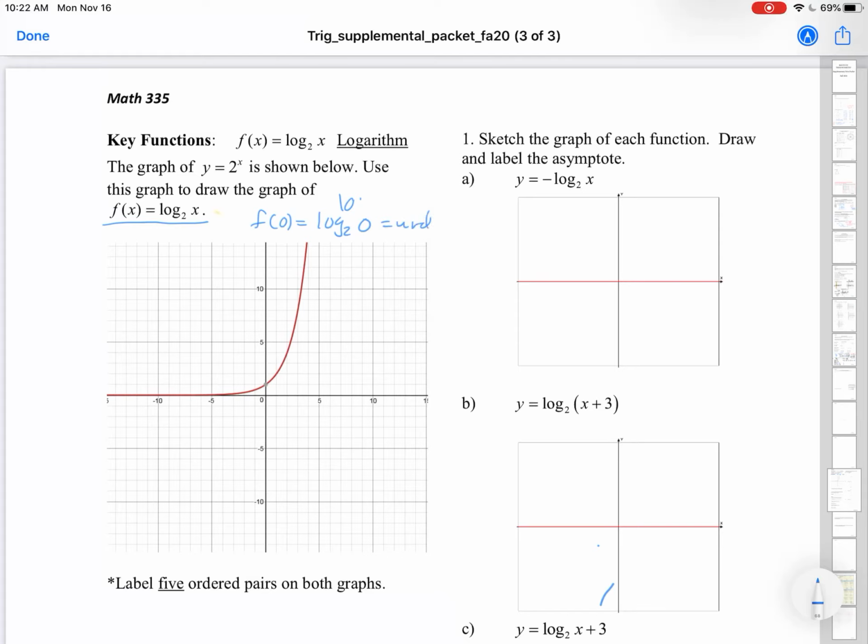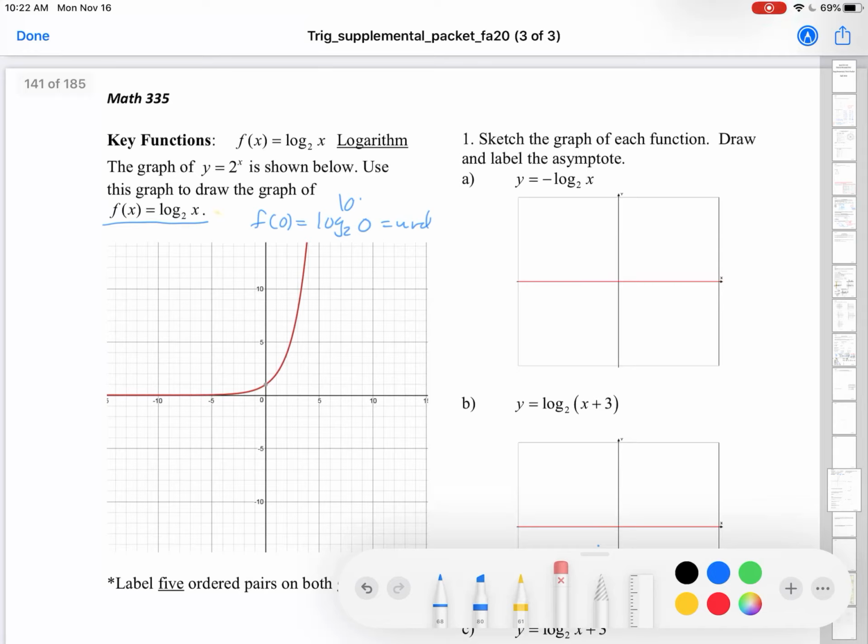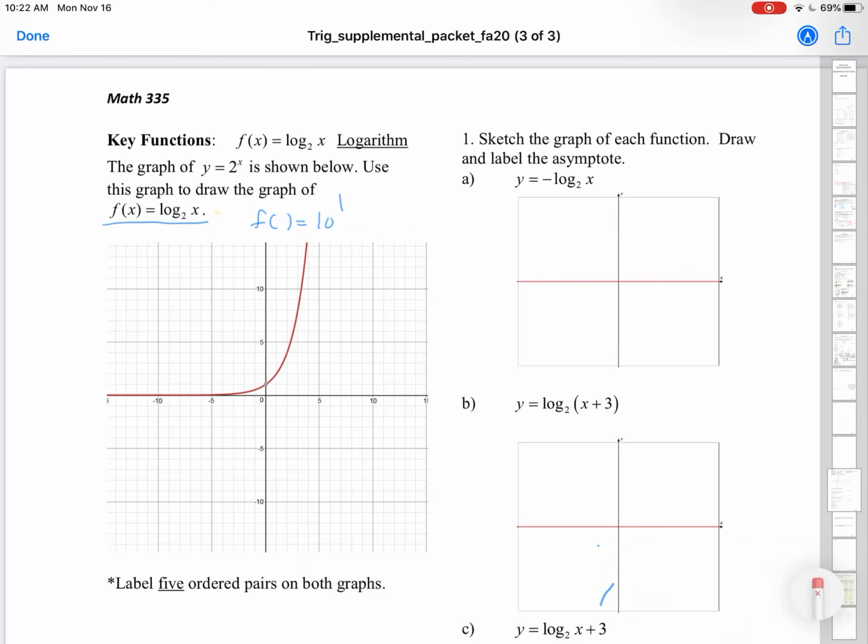Okay, and so we can't do 0, but what if we did f of 1? So log base 2 of 1. We'd be asking ourselves, what do we have to raise 2 to in order to get 1? And so as we plug in 1, we're going to get out 0. So we're going to cross right here, because the power that we have to raise 2 to in order to get 1 is 0.